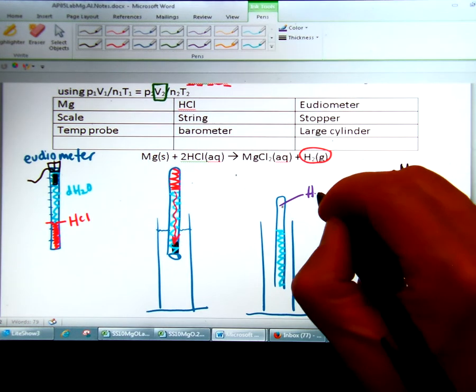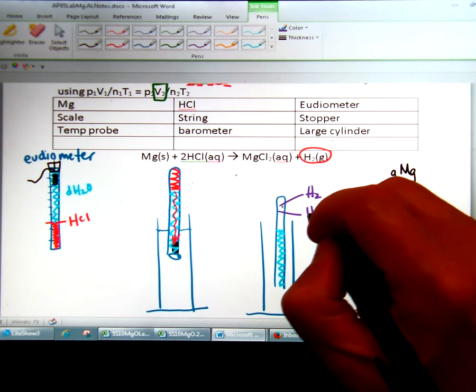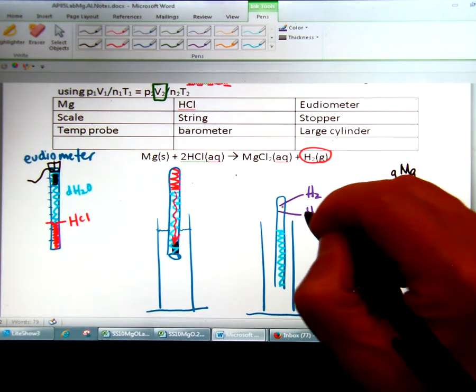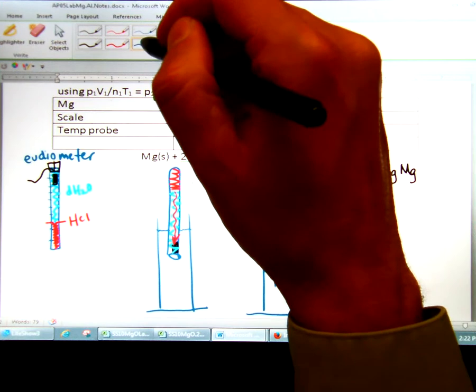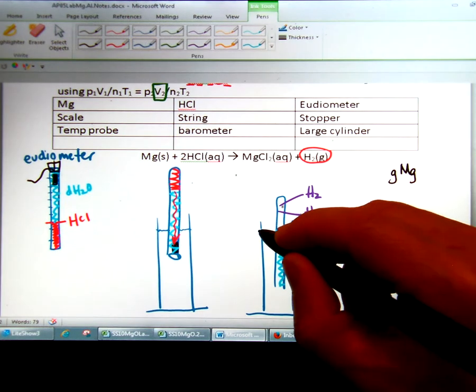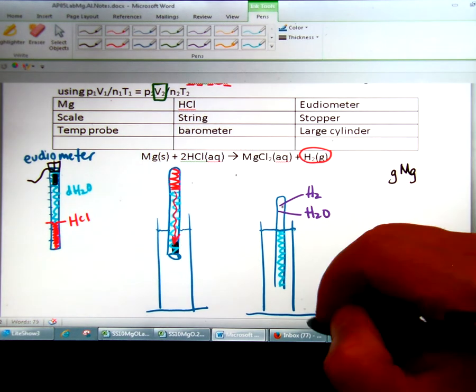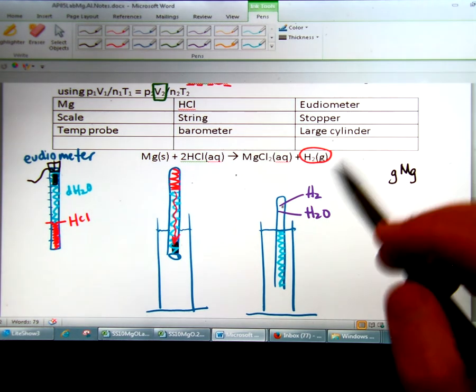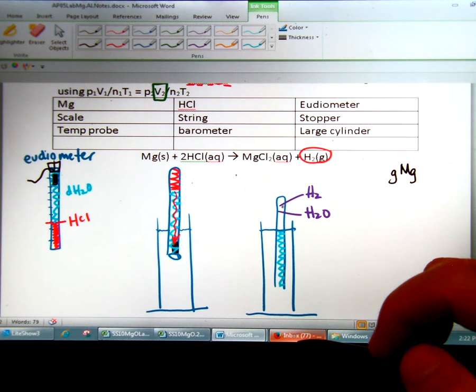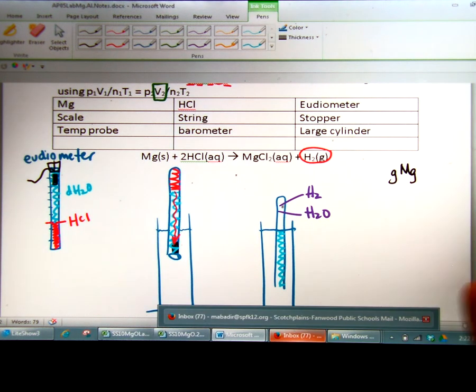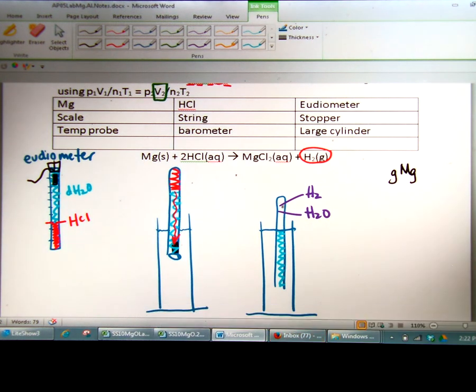But remember, not only will you have hydrogen, you're going to have water vapor as well, because this is collected above water. What you're going to want to do when you read the volume is to make sure these levels are the same. That means that the pressure inside and outside the eudiometer are the same. Now let's go through and figure out how to know each of the variables for PIVNER.